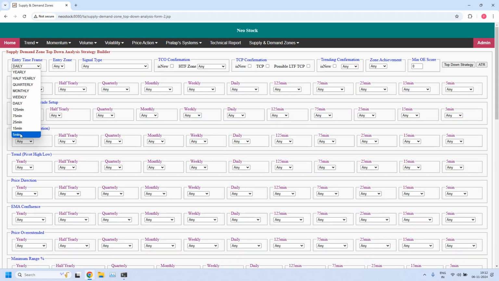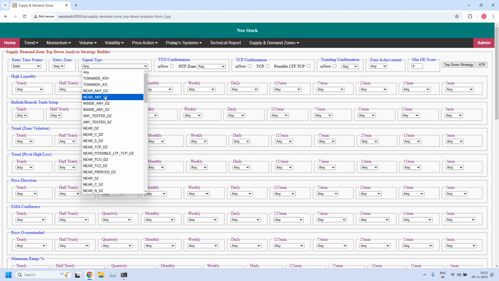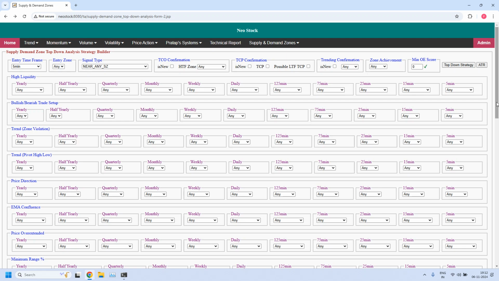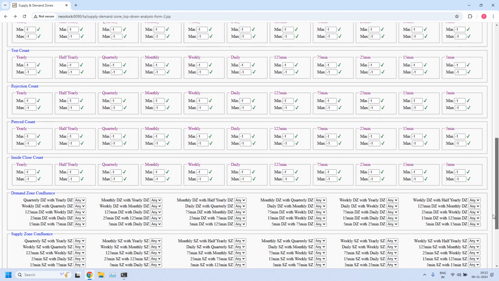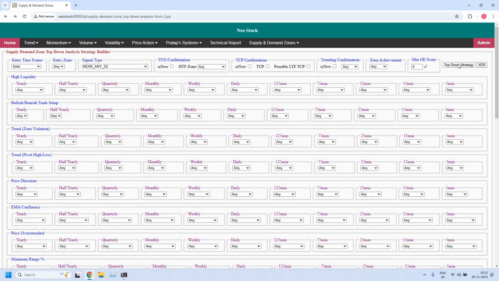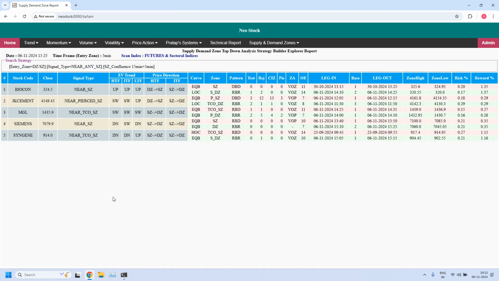For the 5 minutes time frame, let's find the stocks near the 5 minute supply zone. 6 stocks are filtered. Out of these 6, how many are having ITF supply zone confluence? Let's verify. So in the supply zone confluence, the 5 minute supply zone with 15 minute supply zone confluence filter is enabled. With this, we got 5 stocks.